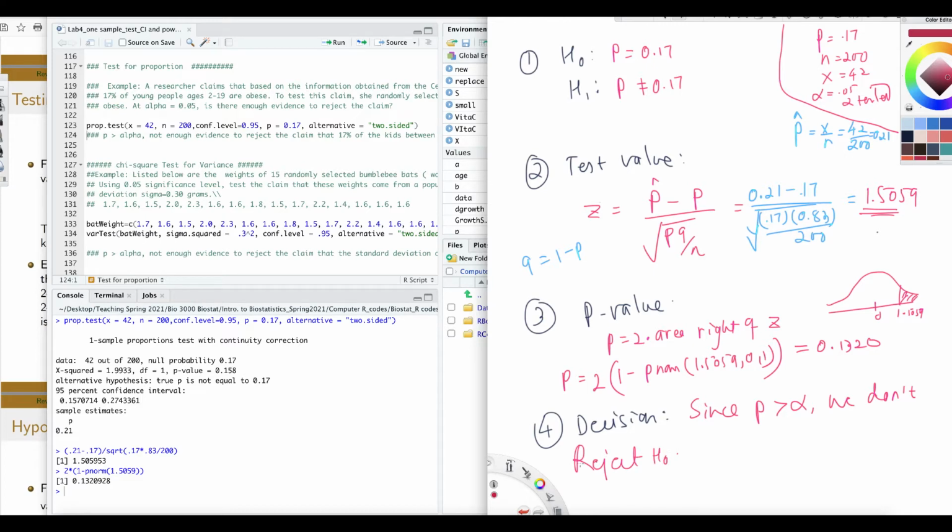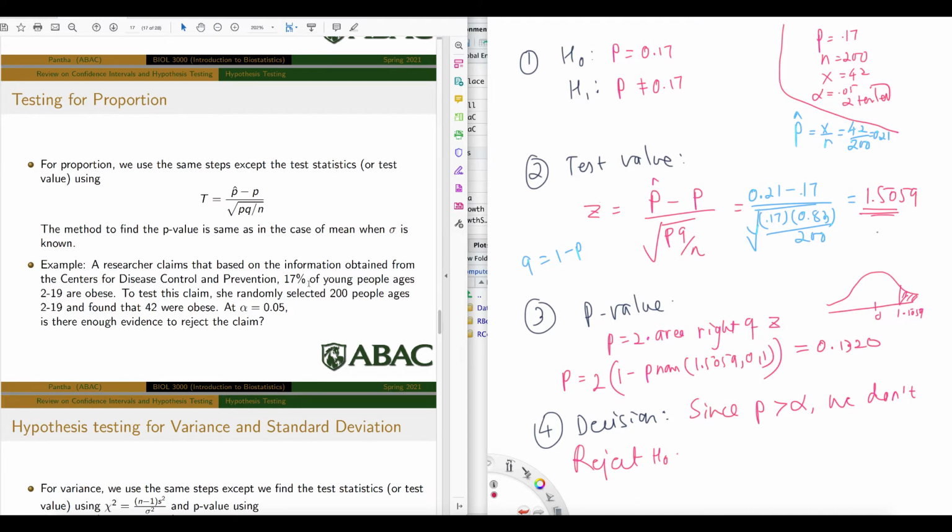So what was the claim in the problem? The problem is asking, is there enough evidence to reject the claim? What was the claim? To test this, the researcher claimed that the obese percentage is 17%. So this was the claim. Is there enough evidence to reject the claim? The answer is no, because we don't reject the H0.